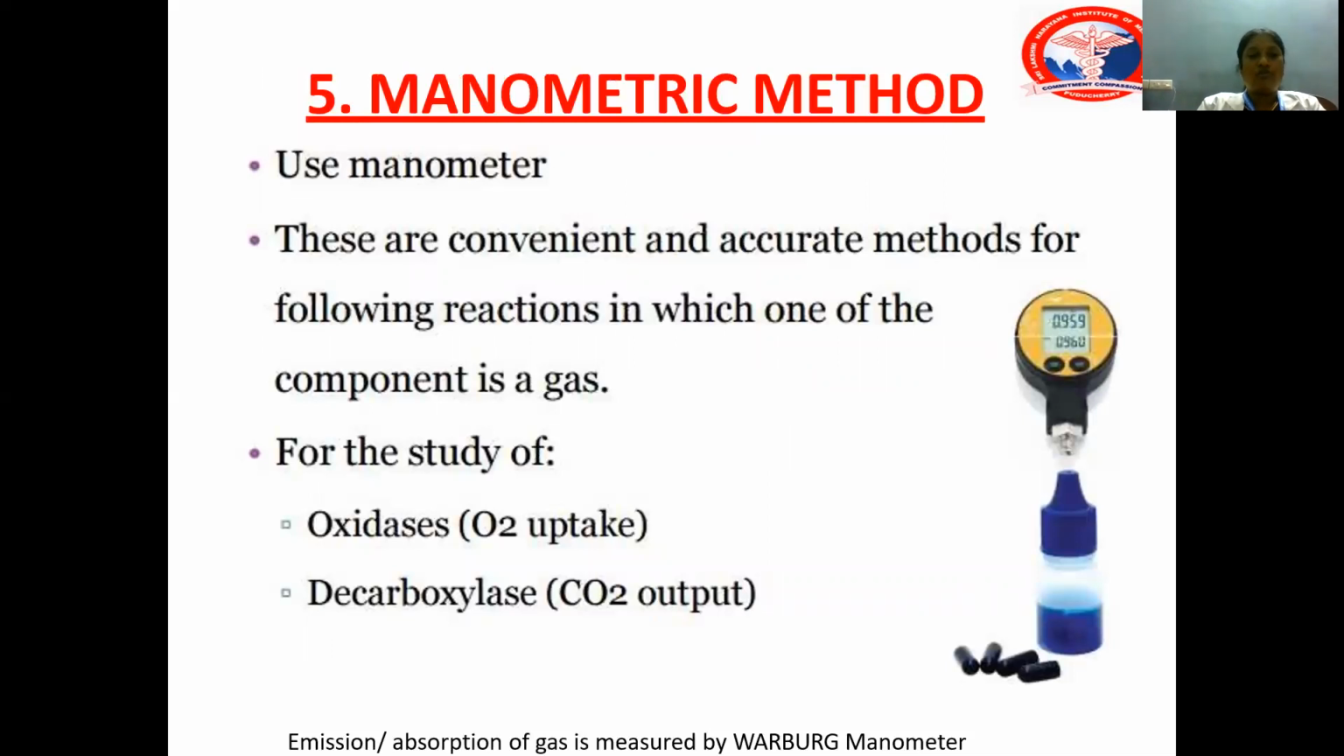The fifth mode of detection is the manometric method. Here it uses a manometer, and these are the most convenient and accurate methods for reactions in which one of the components or a substrate is a gas. So it is used basically for the study of oxidases, which will measure the oxygen uptake, and the study of decarboxylases, which will measure the carbon dioxide. Emission or absorption of gas is basically measured by the Warburg manometer.